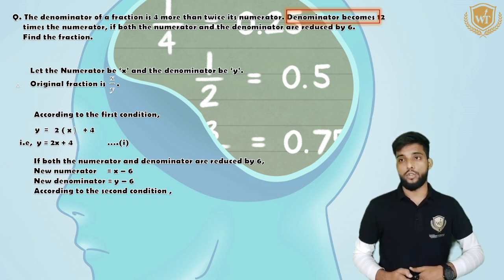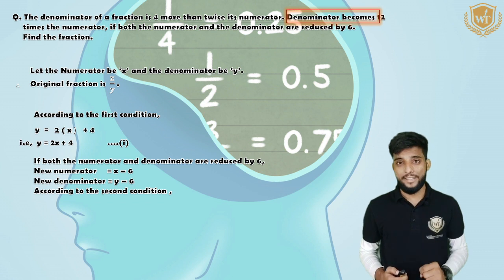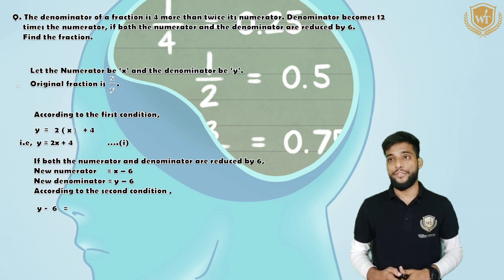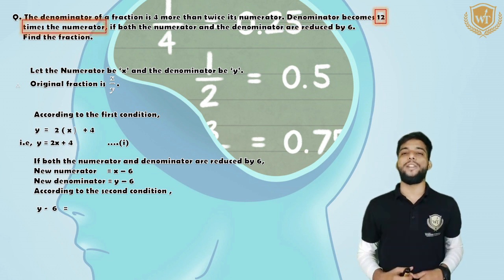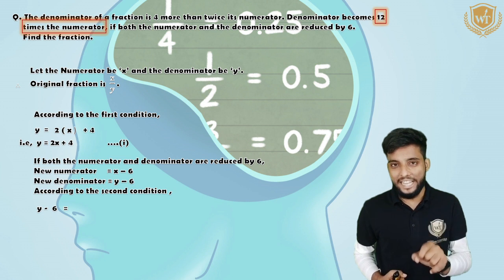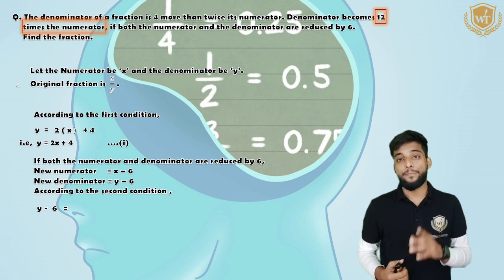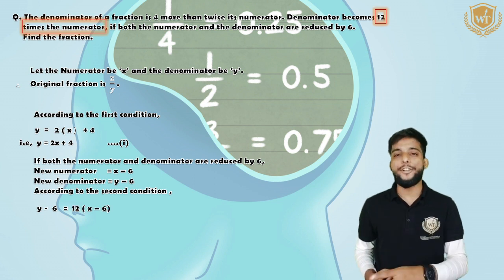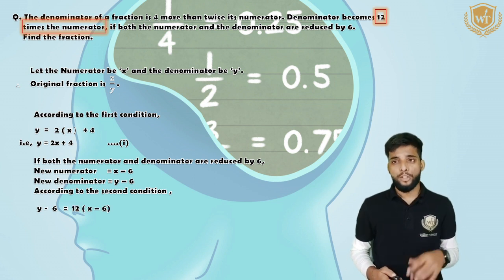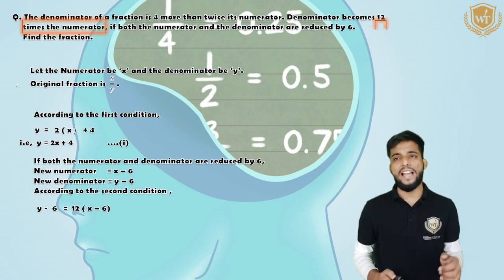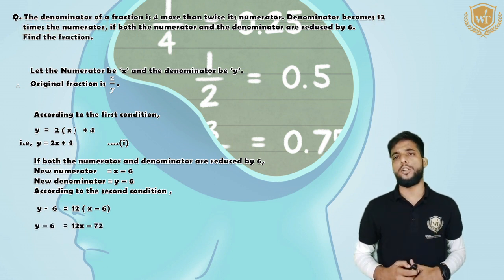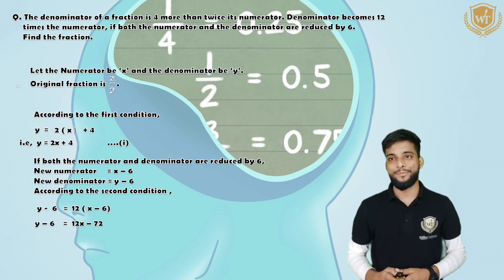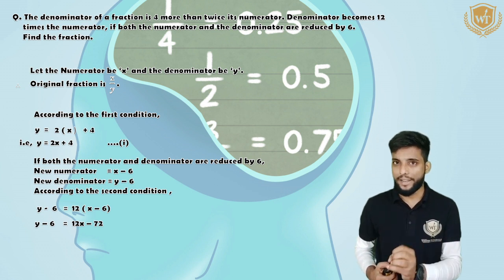So don't get confused. The denominator becomes, matlab y minus 6 becomes, matlab equals to, perfect, 12 times the numerator. 12 times, times matlab multiplication, the numerator, the new numerator. So we'll have 12 into x minus 6, students. So let us simplify this by opening the brackets. We'll have y minus 6 will be equal to 12x, and 12 into 6 will give you minus 72. So we have y minus 6 as 12x minus 72.